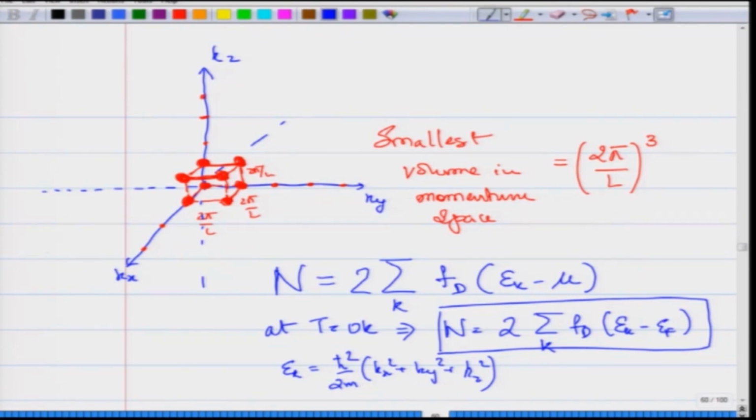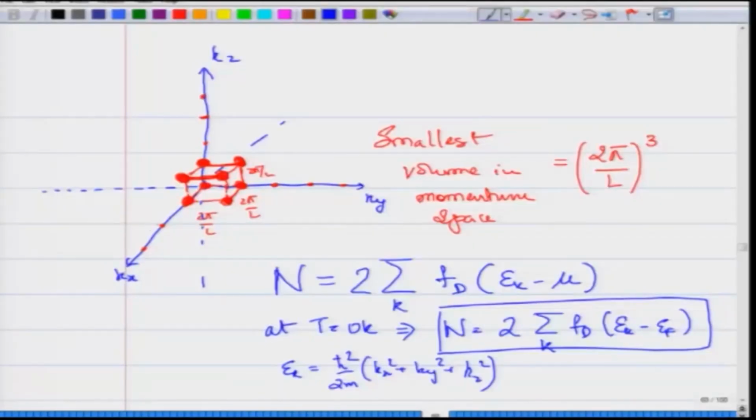So, if I count the total number of occupied states at 0 temperature, I will be able to calculate my Fermi energy. And if you see, there is a summation over k, namely I sum over all these k that are available in my momentum space. If I sum over each of these, I count 1, 2, 3, 4, 5, 6, 7, 8, all these discrete states, and consider those which are occupied, then I should get the total number of particles inside the system.